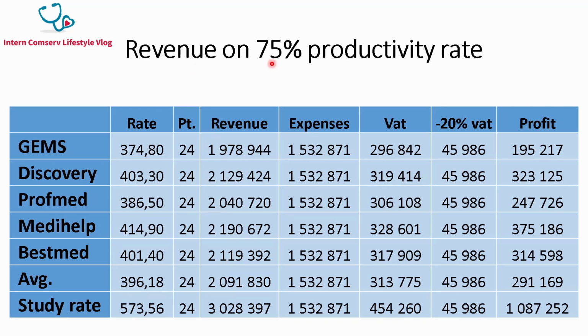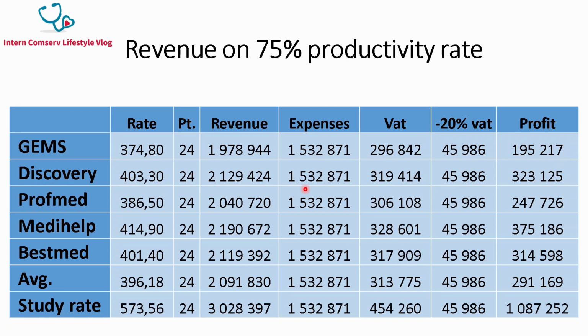So let's look at the revenue on a 75% productivity according to the Department of Health document. If a GP is at 75% productivity, they spend 15 minutes per patient per day in an 8-hour day. That means 6 hours are dedicated solely to seeing patients. So if we see 24 patients a day at a rate of 374, the revenue is 1,978 rand 944 after expenses, after paying VAT and claiming some money back from VAT. Your profit as a GP is 195,217.